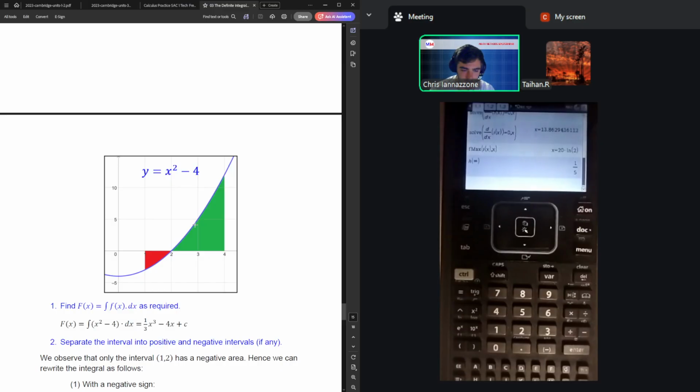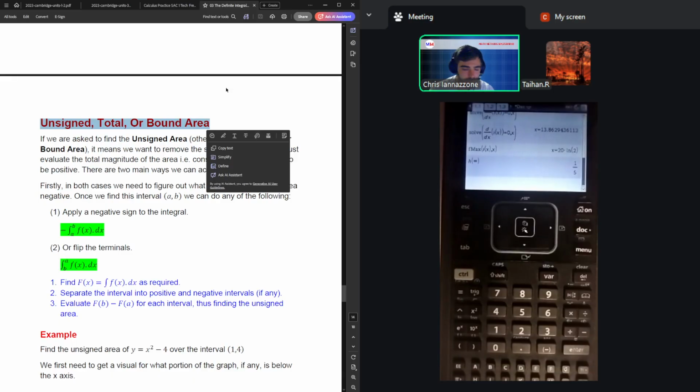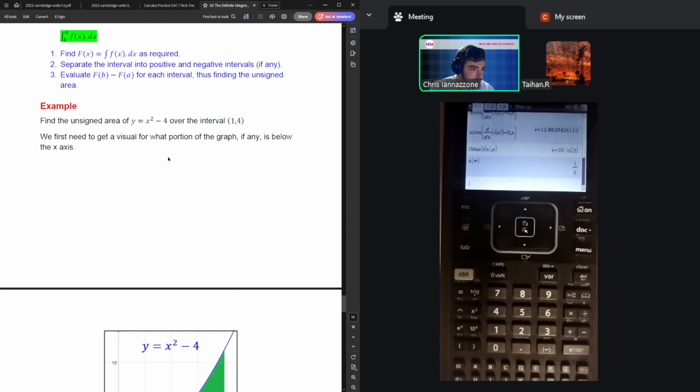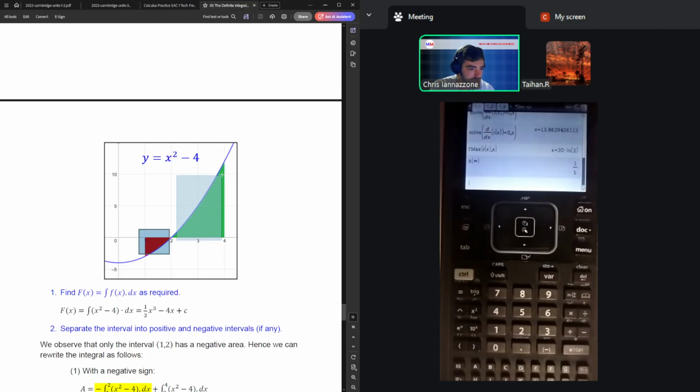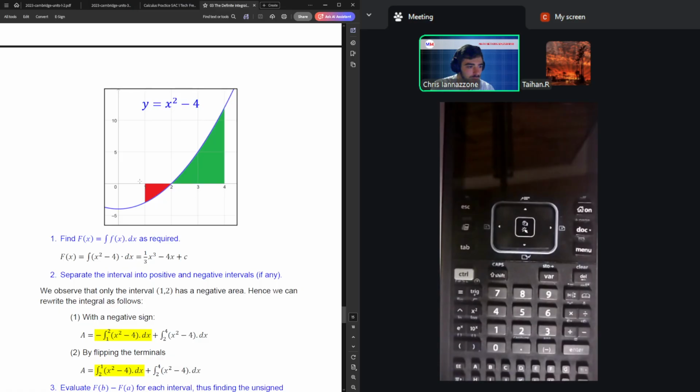Okay. That's definite integrals. Now, they give you signed area. Typically, what you want is any of these: unsigned, total, bound, anything like that. What you want is to make sure that all of this is considered positive. There are two main ways of doing it. Both of them rely on the fact you're splitting up your integral in two stages. So first you want to sketch your graph and identify where there is negative area and where there is positive area.